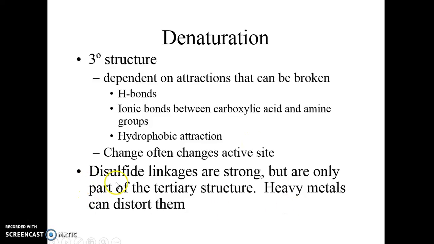And disulfide linkages are susceptible to heavy metals inserting between the two sulfurs, and that lengthens that connection, and it can cause loss of tertiary structure. That's why lead and mercury can be deadly, because they will modify the enzymes in your body.